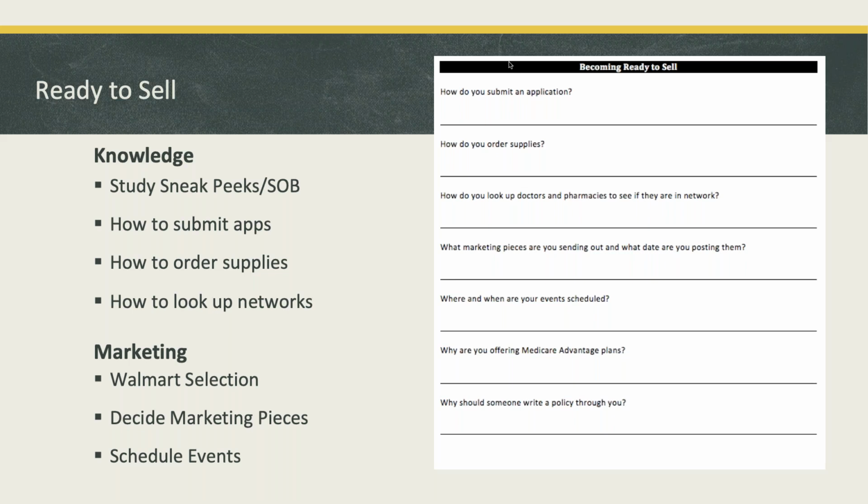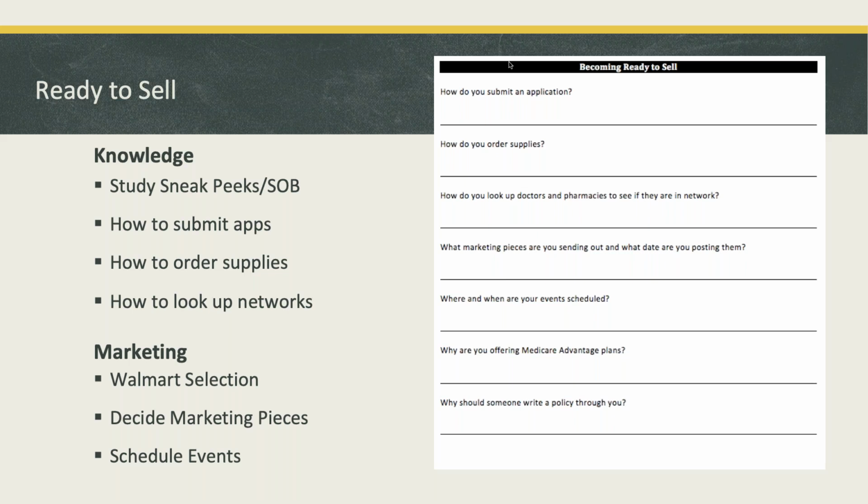Okay, so page 2 of your worksheet is actually becoming ready to sell. So this is what I say for each carrier you're going to have. If you're brand new, print one of these off for each carrier because you're going to want to know, how do I submit an application? You can actually pencil it in. How do you order supplies? Call Elder Care. No, really, that's something that can be overwhelming. Just give us a call. Let us help you out with that.